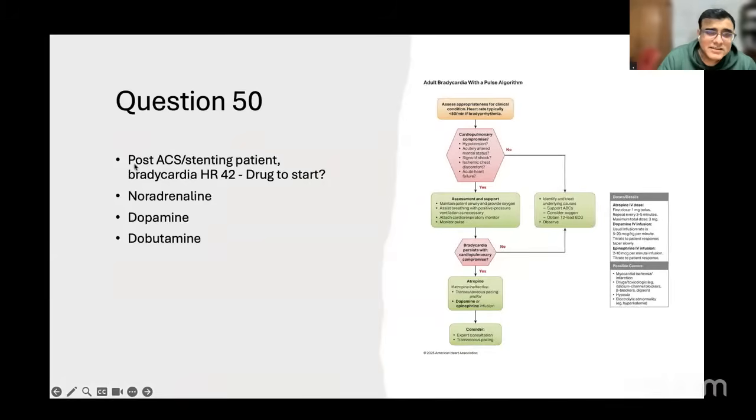And they had asked a scenario with a post ACS stenting patient who had bradycardia up to 42, which drug to start. Noradrenaline, dopamine or dobutamine were the options supposedly. So dopamine becomes the correct option there. This time I've used the correct algorithm of bradycardia, which has both dopamine and epinephrine given. So dopamine becomes the correct answer according to the algorithm.